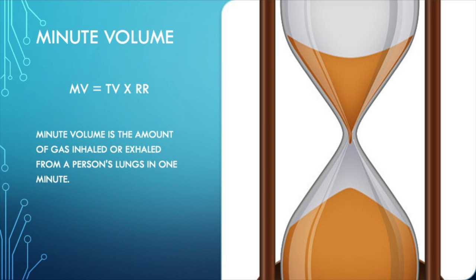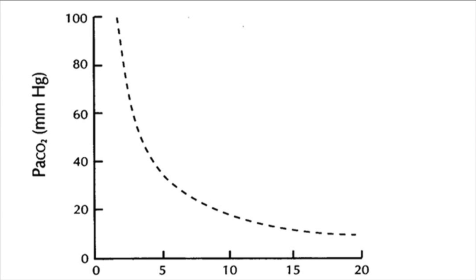For example, during light exercise such as walking, the minute volume may be around 12 liters, and that may increase to about 40 to 60 liters per minute with moderate to heavy exercise. Hyperventilation is a term that we use for having a minute ventilation that's higher than physiologically appropriate, and hypoventilation describes a minute volume that's less than physiologically appropriate. The relationship between minute volume and PaCO2 is not linear. In patients with hypoventilation, for example, small changes in minute volume can drastically reduce PaCO2.